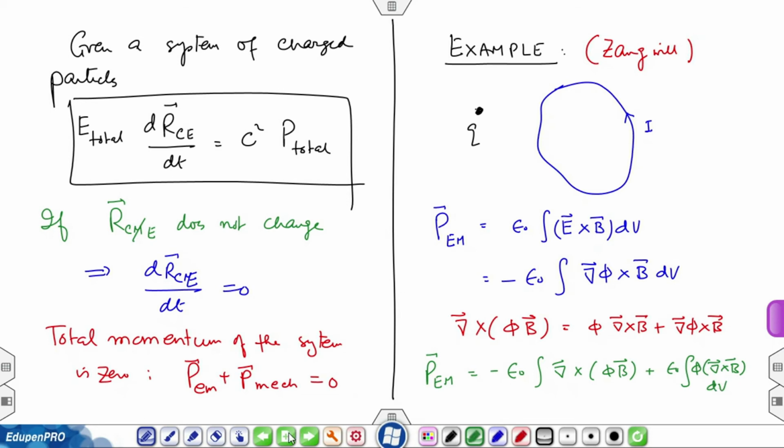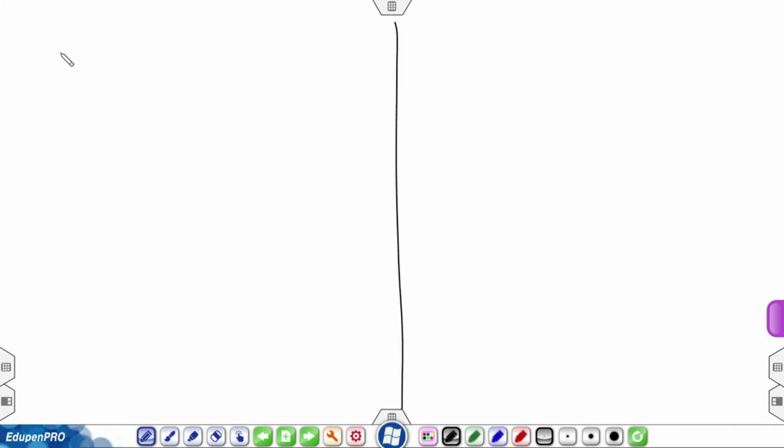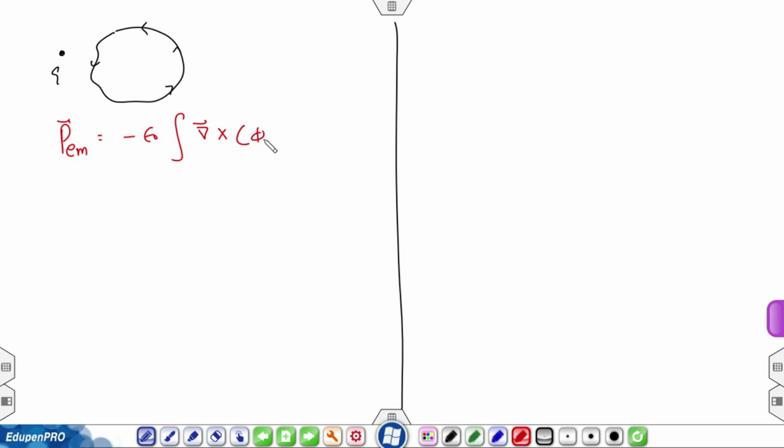So, what we have found is that given this charge Q and a circuit carrying current I, I have P electromagnetic equal to minus epsilon 0 integral grad of phi B plus epsilon 0 integral phi times grad of B dV. I am leaving one problem for you.